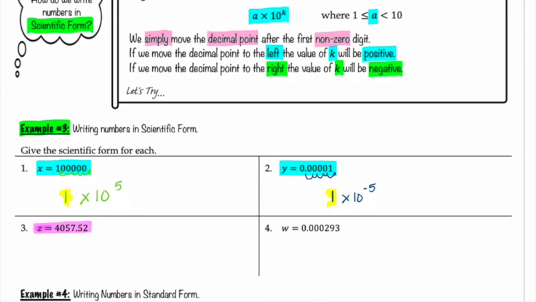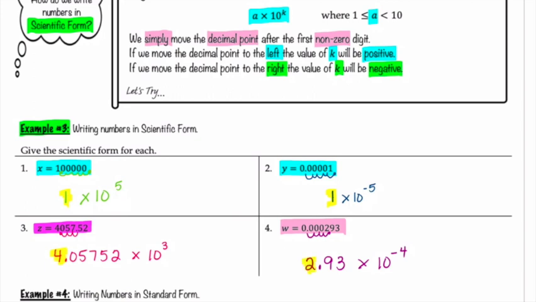For number 3, we have z is equal to 4,057.52. We are going to move the decimal point 3 places. So we have our new number of 4.05752 times 10 to the 3rd power, because we only moved it 3 times. And last one here, w is equal to that very small number, moving the decimal place 4 spaces, changing my a value. A is a number between 1 and 10.